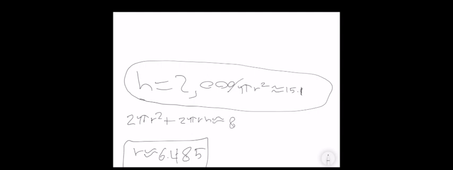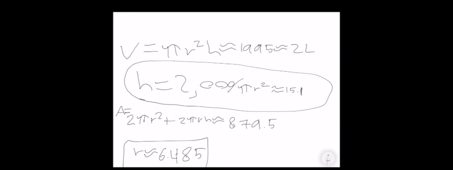putting the radius and height into that equation, it approximately equals 879.5, so that's how much total material they need per can. And now to make sure the volume equals 2 liters, going back to the volume equation, pi r to the second h approximately equals, putting r and h into the equation, 1,995 cubic centimeters, which approximately equals 2 liters. And it's not exact because we rounded the value of r.